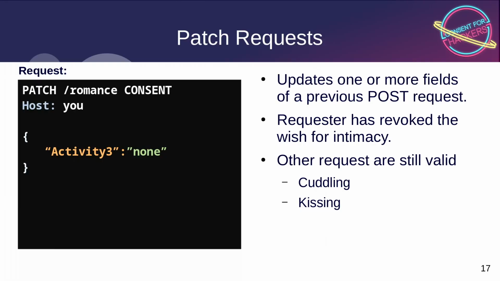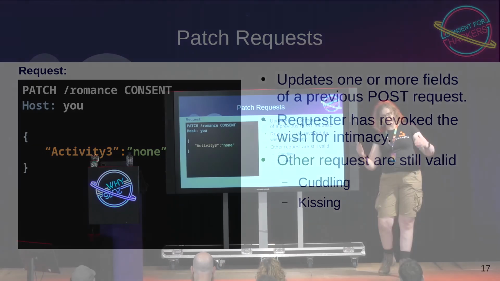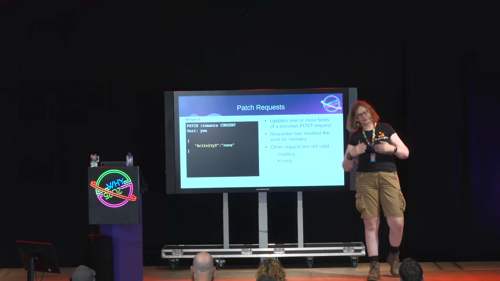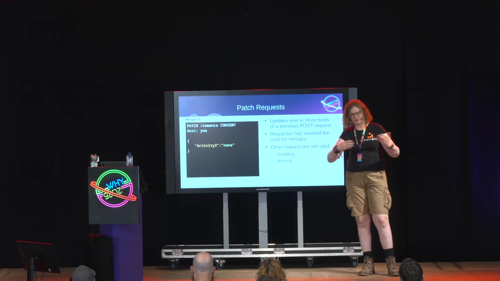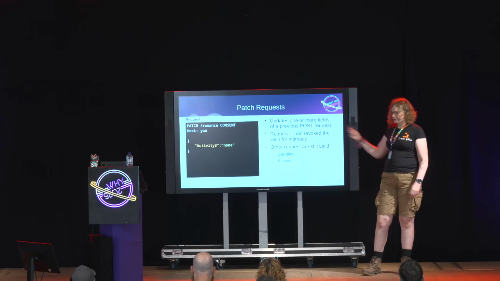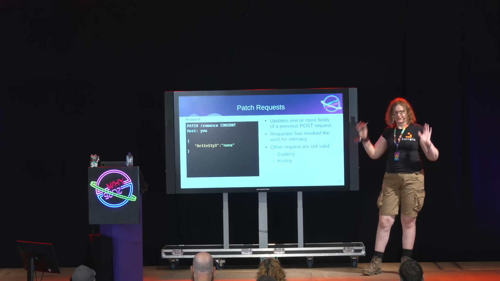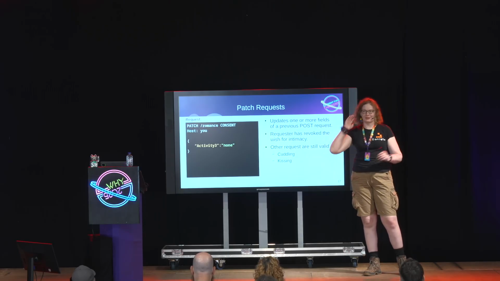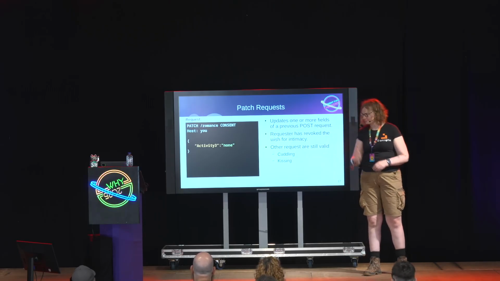You can also adjust your request with a PATCH. And a PATCH changes one of the fields from the previous information. And activity 3 says none now here. So the requester has revoked the wish for intimacy. So, OK, I would like to cuddle, I would like to kiss, but I no longer feel OK for intimacy or sex. This is something you can do at any time, anyway. You can always revoke your consent at any time, when you don't feel OK anymore.